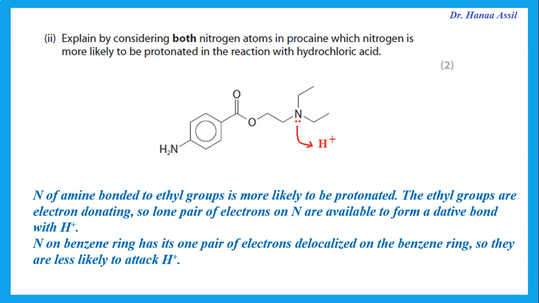So the N of the amine bonded to the ethyl groups is more likely to be protonated. This is because, first of all, the ethyl groups are electron donating, so the lone pair of electrons on the nitrogen are available to form a dative bond, while the nitrogen on the benzene ring has its lone pair of electrons delocalized on the benzene ring, so they're not available to make a dative bond with the H+.